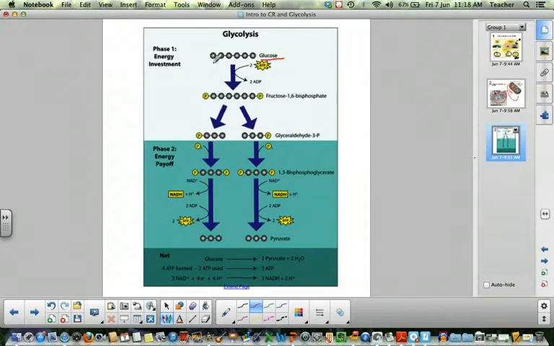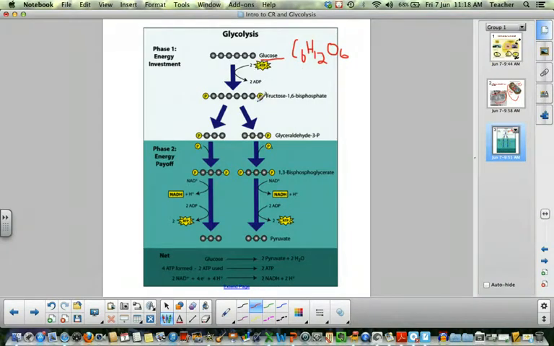All right. So glucose has, as you can see here, 1, 2, 3, 4, 5, 6 carbons. Remember the chemical formula, C6H12O6. These little darker balls here are meant to represent the carbons. So there's 6 carbons in glucose.